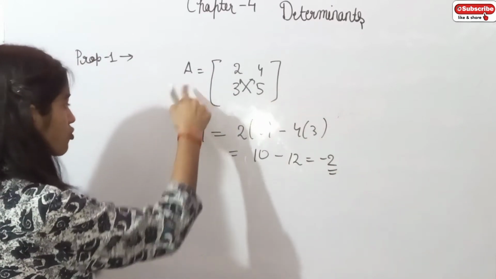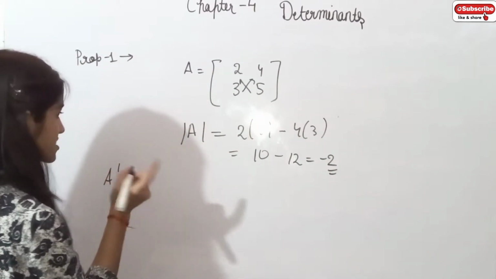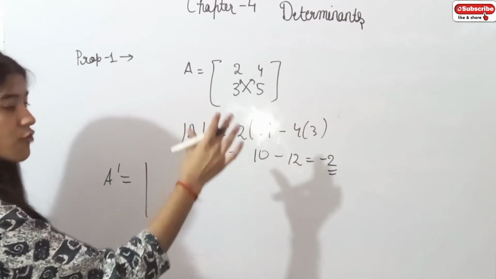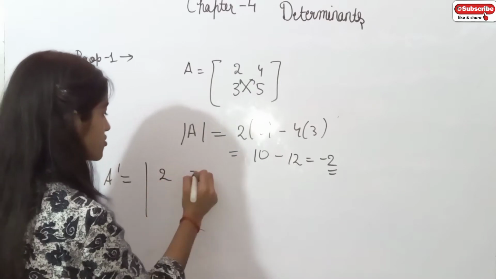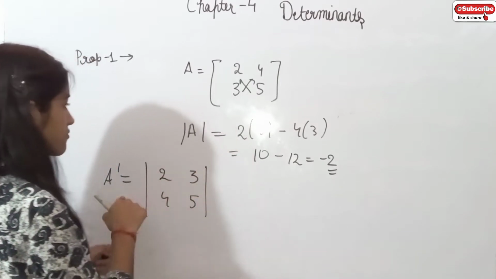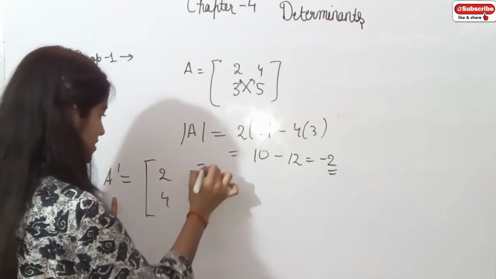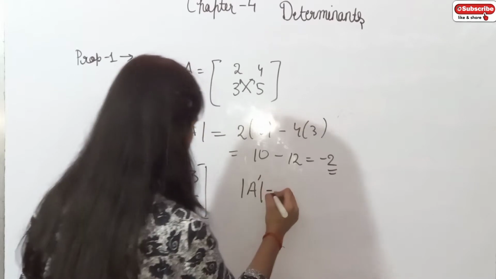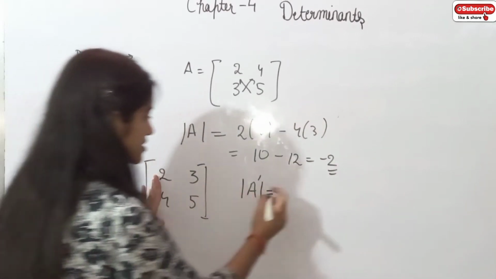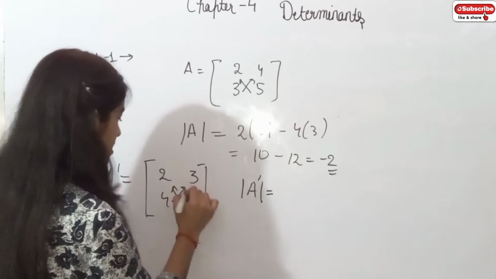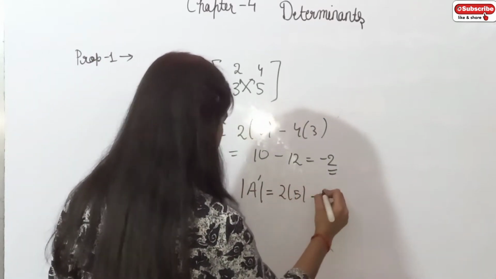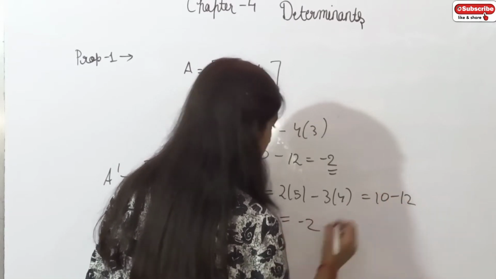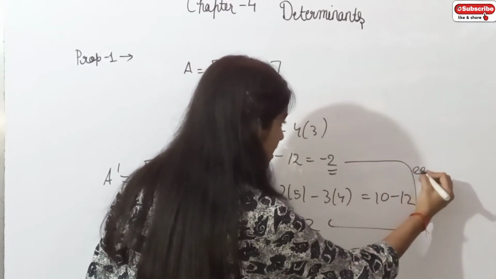And if we take the transpose of that matrix, so what is its transpose? We have discussed in the previous case in the matrix only that transpose is the interchange of all the rows and all the columns. So 2 4 3 5, this is the transpose of the matrix. Now we have to find the determinant of A dash, means A transpose. Cross multiply it simply, 2 into 5 minus 3 into 4, we get 10 minus 12, that is minus 2. Now you can compare here that they are equal.